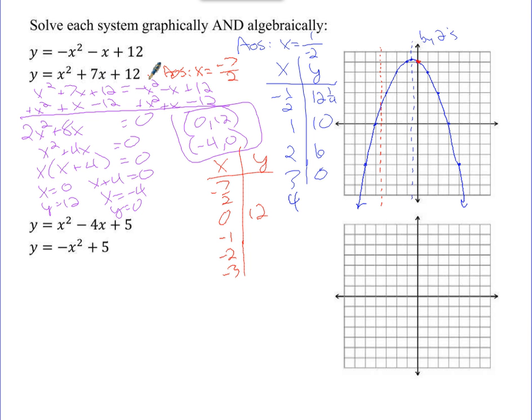Negative 49 fourths plus 12. I need a common denominator there. My common denominator is going to be fourths. We're in fourths, right? So 4. 12 will turn into 48. So I got negative 49 fourths here plus 48 fourths here, which gives me negative 1/4. And I can mark that here.